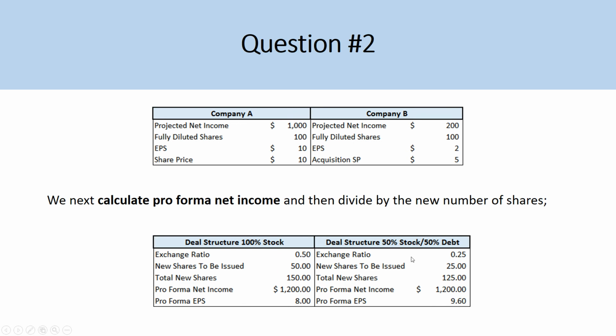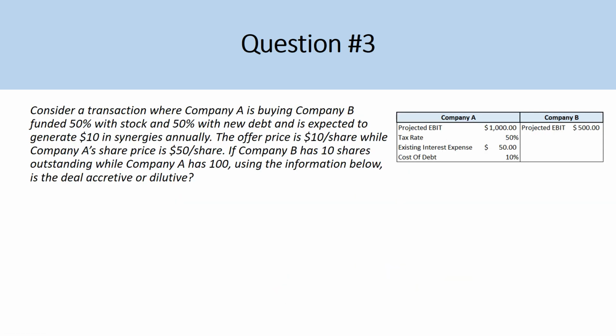Right, and it makes sense. The more stock you use in the consideration, the lower EPS is. So the EPS is much higher when there's only 50% stock relative to the 100% stock deal. That's essentially it. Now, question number 3.